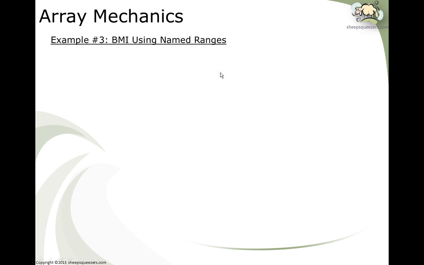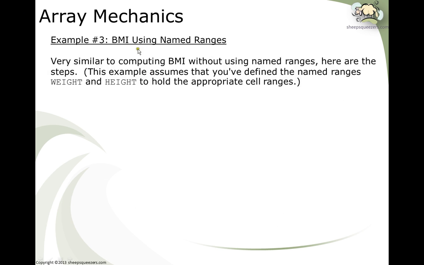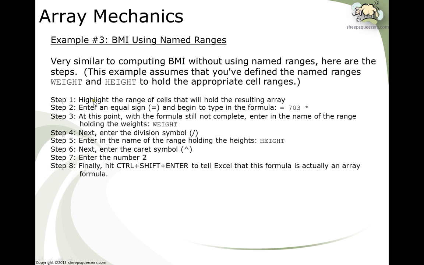So, example number 3, BMI using name ranges. Very similar to computing BMI without using name ranges, here are the steps. This example assumes that you define the named ranges weight, which matches to the weight cells, and height, which matches to the height cells. So, step 1, highlight the range of cells that will hold the resulting array, that is the output array. Enter an equal sign and begin to type the formula equals 703 asterisk.